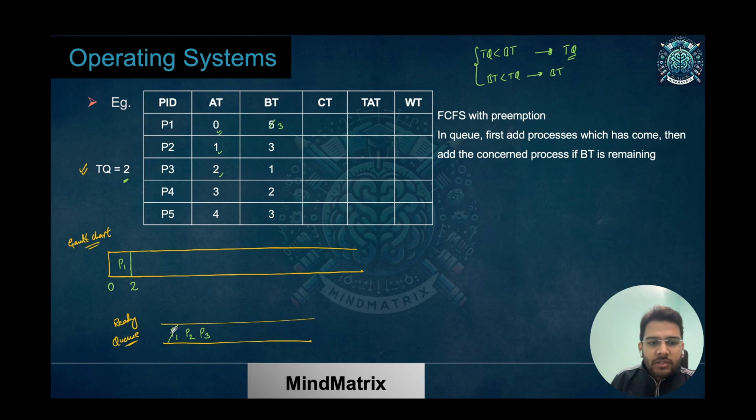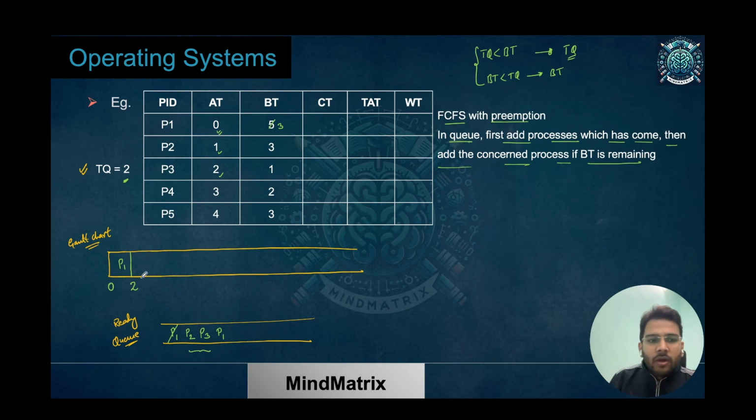Now we have scheduled P1 process already. Now we are going to DQ P1 process, and we are again going to NQ the P1 process. That means we are going to again insert the P1 process. Now carefully see this line, FCFS with preemption. In the queue, first add processes which have arrived in the ready queue. First you have to schedule those processes first, and then add the concerned process if the burst time is remaining. At 2 units of time, first we inserted the processes which have arrived, P2 and P3. We maintained the order of those processes in the queue, and then we inserted P1 after dequeuing it or removing it from the queue.